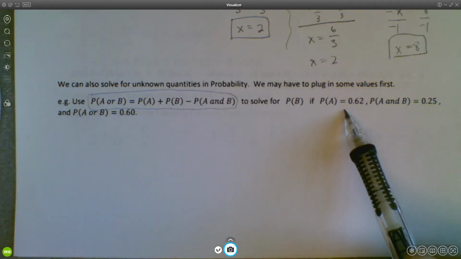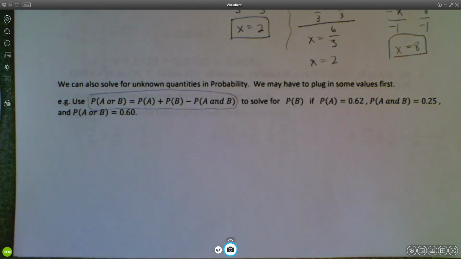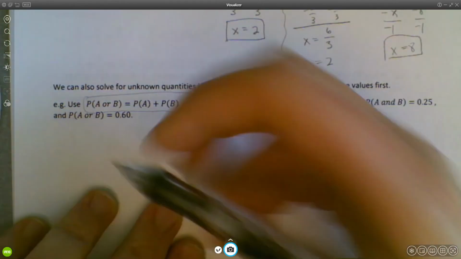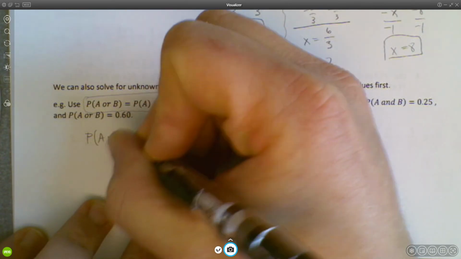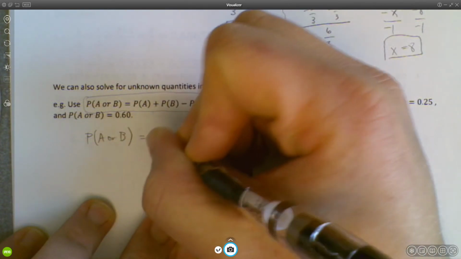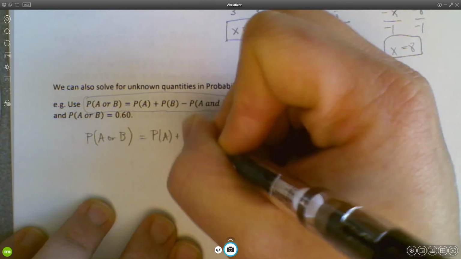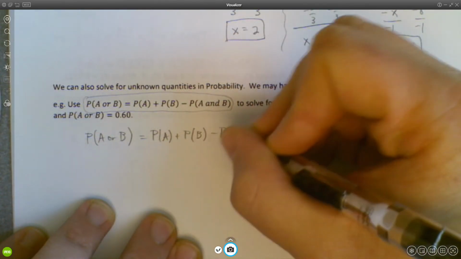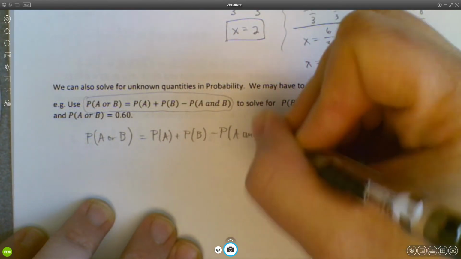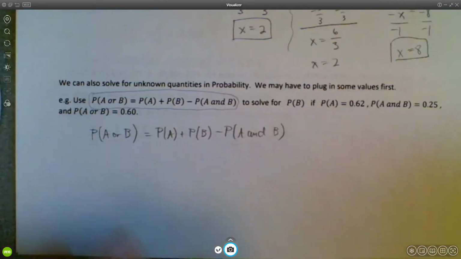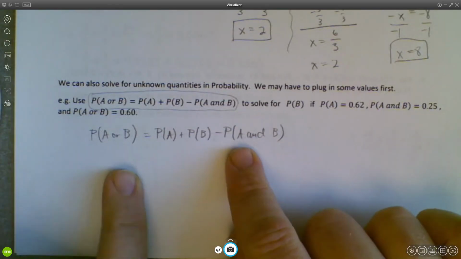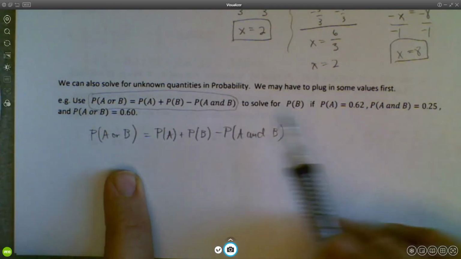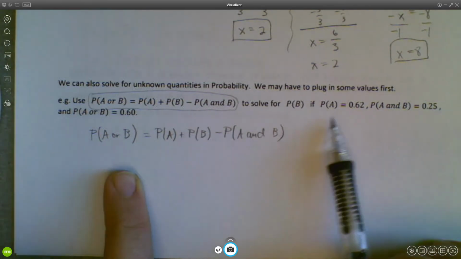And then we're given a bunch of other information. So here's how we're going to do this. We know probability of A or B equals probability of A plus probability of B minus probability of A and B. And by the way, if I'm going too fast, give the video a pause. You can rewind it, whatever. But this is the formula we're starting with. Now, we're going to go through and plug in the information we were given.